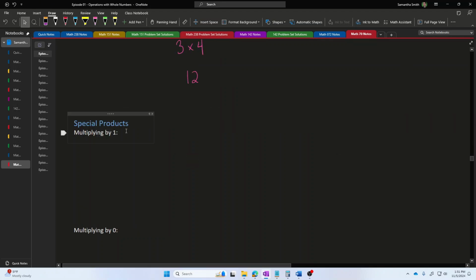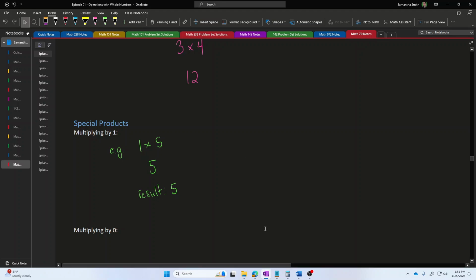Now there are a couple of very special products that I would like to draw your attention to. And the first thing is, what happens if you take a number and you multiply it by 1? What happens, for example, if you have 1 of 5? If I have 1 of 5, then this would just be 1 copy of 5, 1 pile of 5 objects. So the result of multiplying 5 by 1 would just be 5 again.